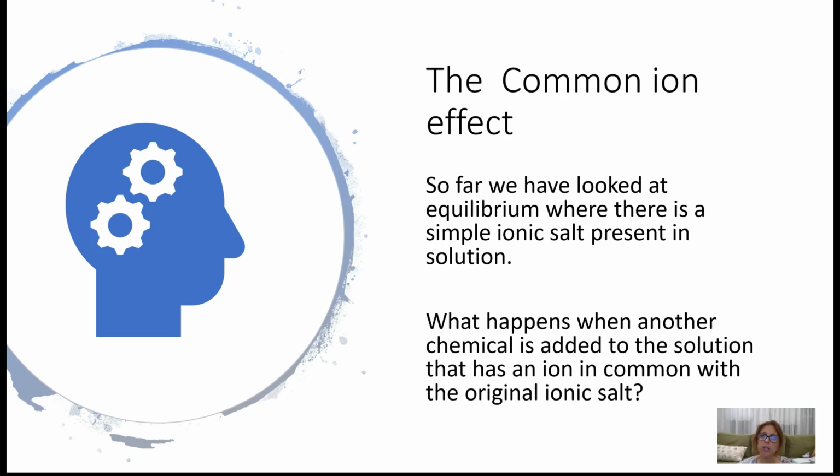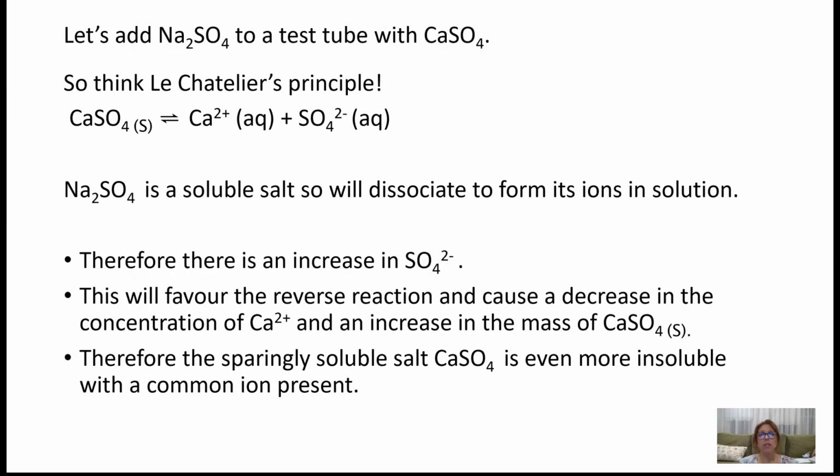So something else we need to look at when we are looking at predicting whether a precipitate will form is something called the common ion effect. Most of the reactions that we've done so far are just looking at one salt in solution, but what happens when there's another salt dissolved in solution? What happens then to the solubility? So let's have an example to help us explain this.